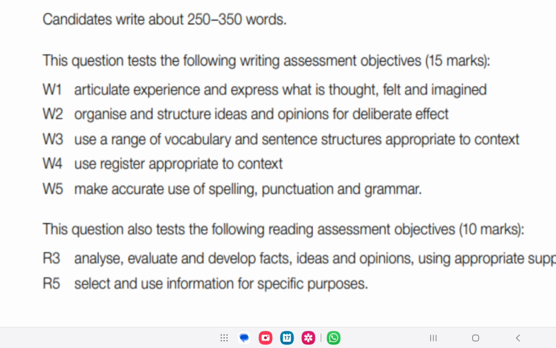Make accurate use of spelling, punctuation and grammar. So this is the thing that is checked here in this task: any writing piece that you come up with must be error free. You must not have any spelling errors, punctuation errors or grammatical errors in that.